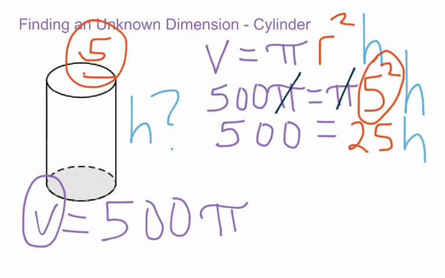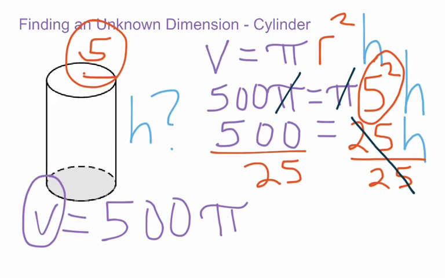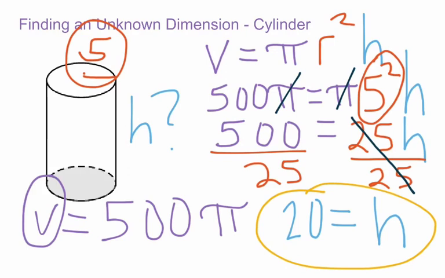And now I'm at a very straightforward, simple equation. 25 times something is 500. If I don't know what that something is, I can work backwards. Divide by 25. So over here, that leaves me with just the h, and I know or could figure out that there are a total of 20 25s in 500, and that is my unknown height.